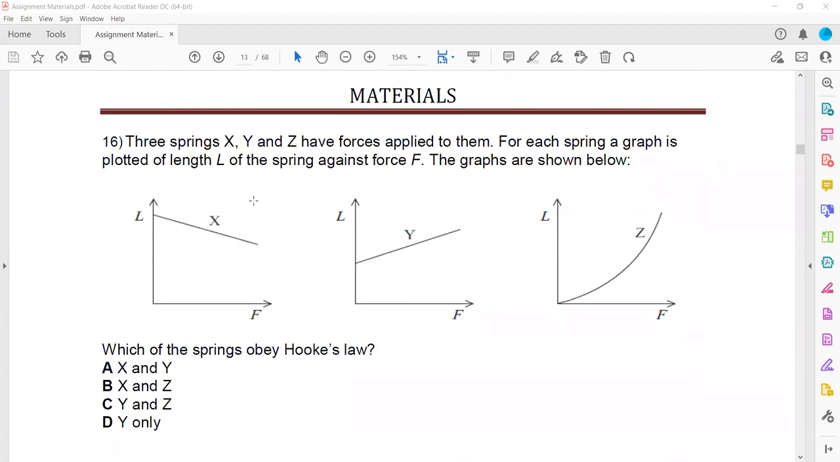Then 3 springs X, Y, and Z, and this is a graph for length. Because force and length is a straight line, it means here force and compression are directly proportional. Here force and extension are directly proportional. But it is a curve, it means force and extension are not directly proportional. So which two are obeying Hooke's law, X and Y? Because force directly proportional to compression or extension is the relation for Hooke's law. So these two graphs are correct, but this one is not. So A will be the answer.